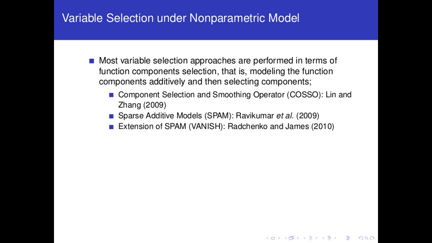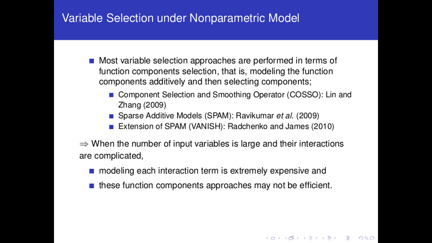So most variable selection approaches are performed in terms of function component selection. So modeling the function components additively and then selecting components. Those methods are the COSSO method, the SPAM method, and the ANOVA approach. However, when the number of input variables is large and their interactions are complicated, modeling each interaction term is extremely expensive, and this function component approach may not be efficient.